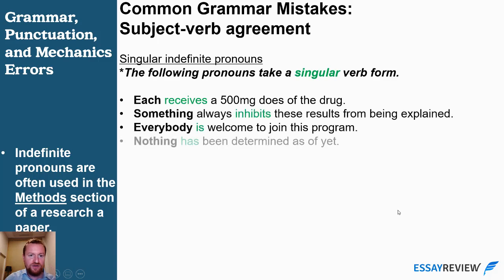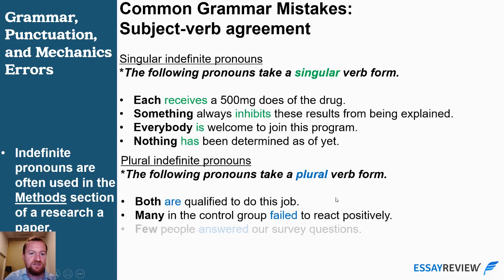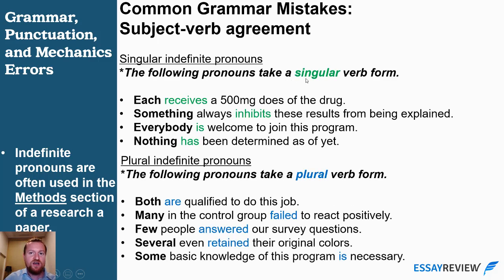We can look through here quick. These pronouns, indefinite pronouns, should be memorized as far as how they connect with the verb. So each, something, everybody, nothing always should take a singular verb form. Whereas these indefinite pronouns, both, many, few, several, some, always take the plural verb form.